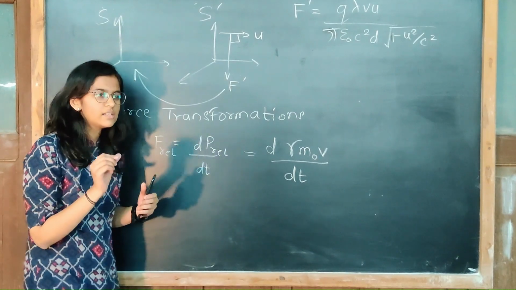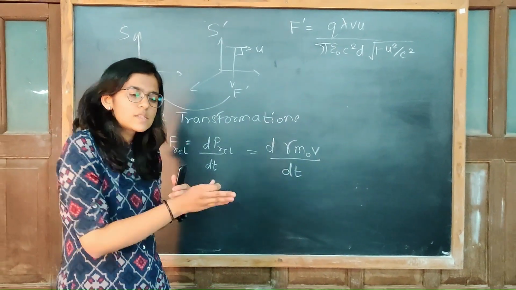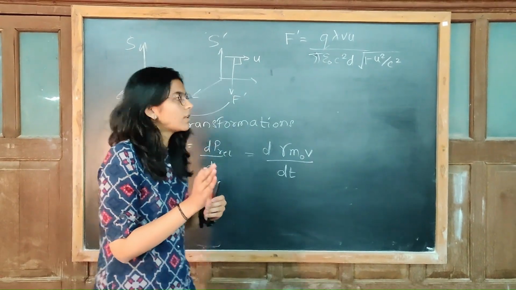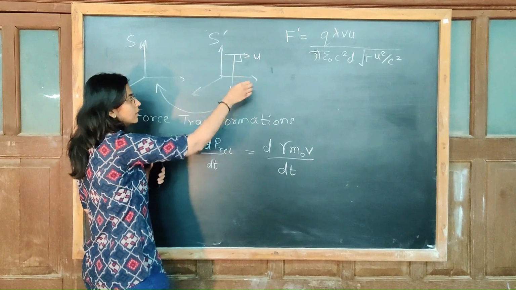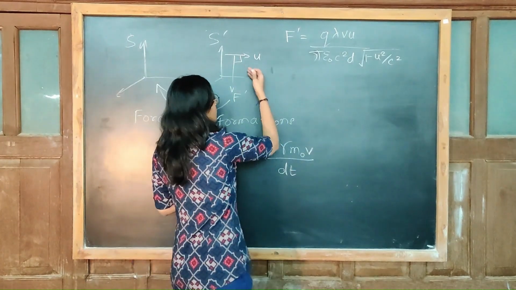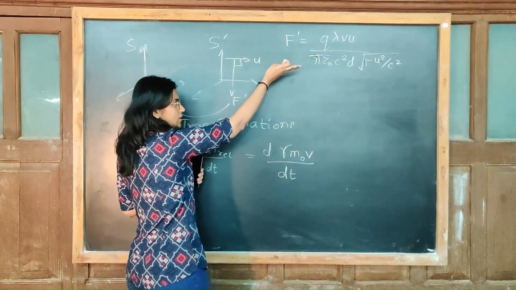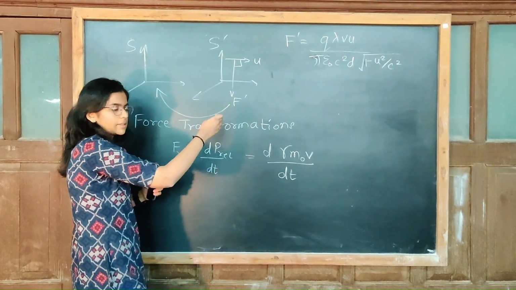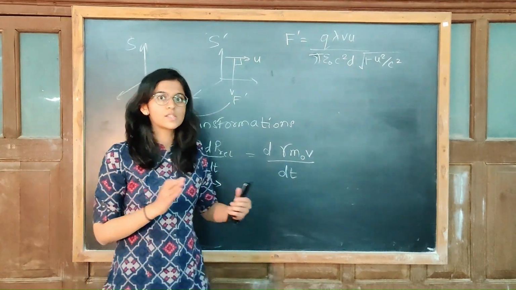Now there is again a mathematical trick to find the transformations. What we do is we resolve the forces into two directions. Say this S prime frame is moving towards the right. If I have some force in an arbitrary direction, I will resolve it, one along the velocity, one perpendicular to the velocity. So the transformation for both kinds of forces is different.